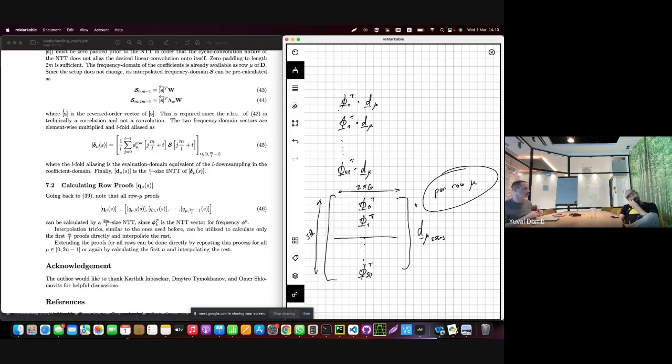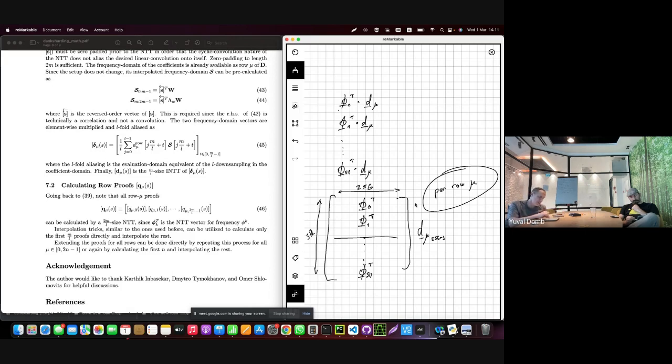But then we can also do the same for the columns. Instead of doing per row, per each one of the 512 rows mu, we can do the first 256 rows and then interpolate those proofs to the second 256 rows. And this is a huge, huge saving, because calculating these proofs is very intensive from an implementation perspective.